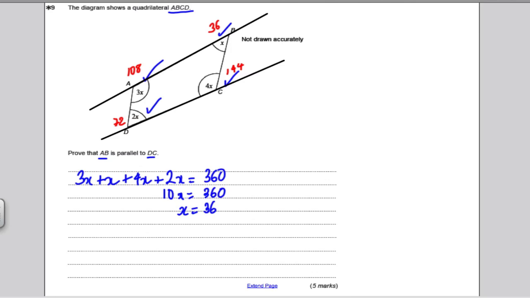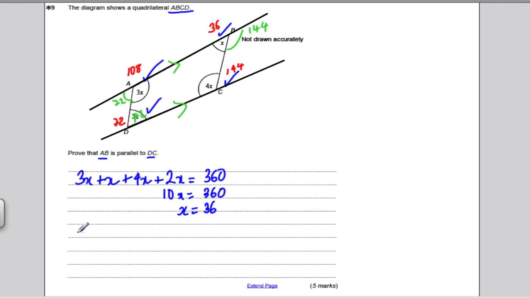Because x is 36, this little angle here must be 180 minus 36, which is 144. And similarly, because this angle is 108, this angle must be 72, and that one was 72. So because these angles are alternate to each other, AB must be parallel to DC.